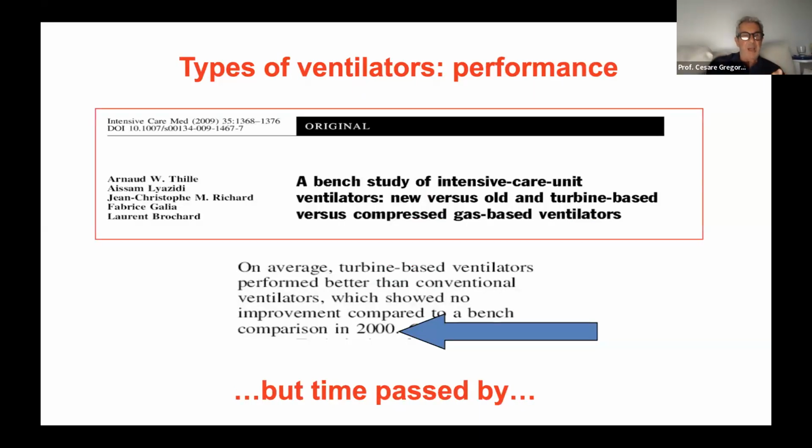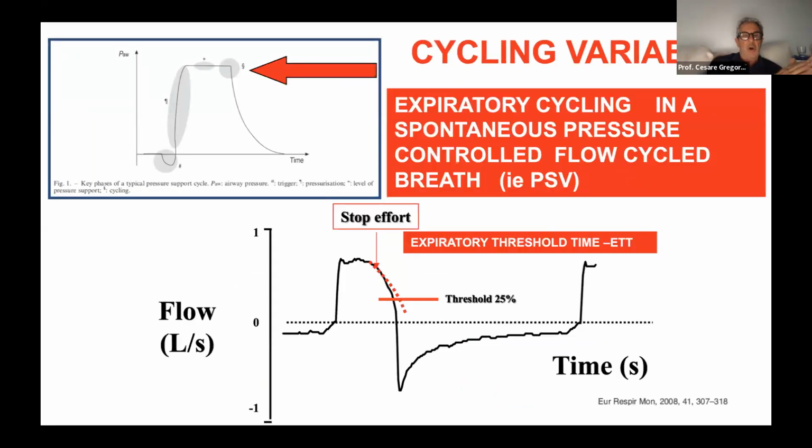But this was 1996, and time passed by. Interestingly, Till demonstrated in 2009, 13 years later, that on average turbine-based ventilators performed better than conventional ventilators, which showed no improvement compared to the bench comparison in 2000. So another important variable during a spontaneous pressure support breath is the cycling variable.